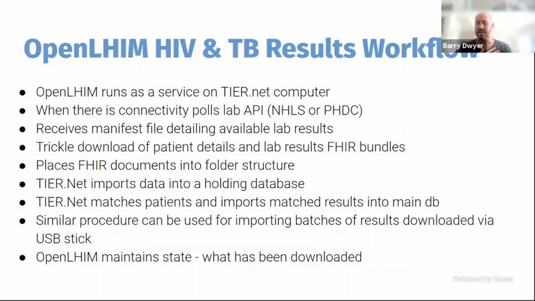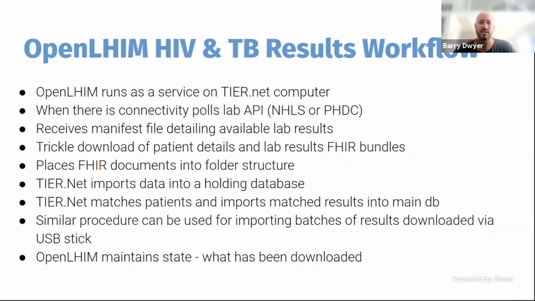Sorry, here's just a little run through of the workflow. It runs as a Windows service in the background, wherever the tier.net instance is installed. When there is connectivity, it pulls the API. It receives a manifest file, which basically tells it what it needs to fetch. So again, that's part of requesting small packet sizes. The first package you get just gives you the information of where to do your next request. And then each individual request for each patient is done individually.